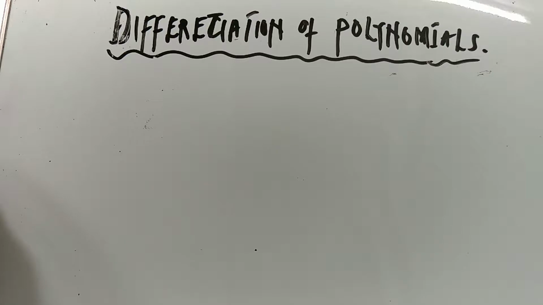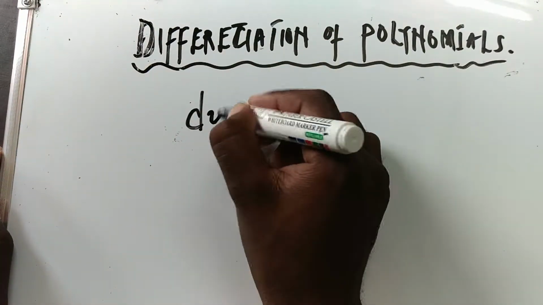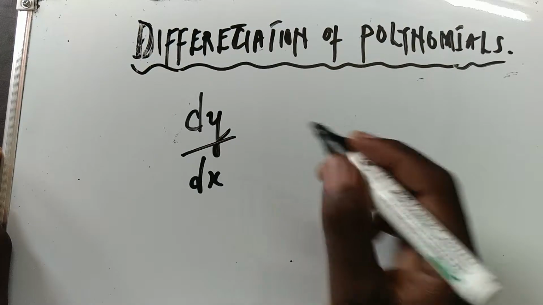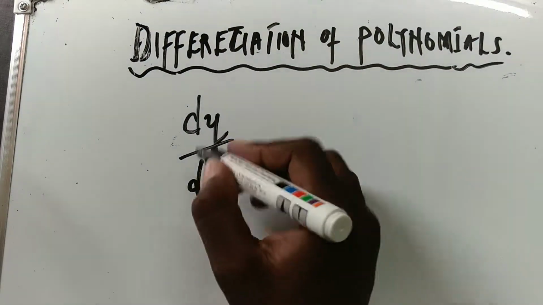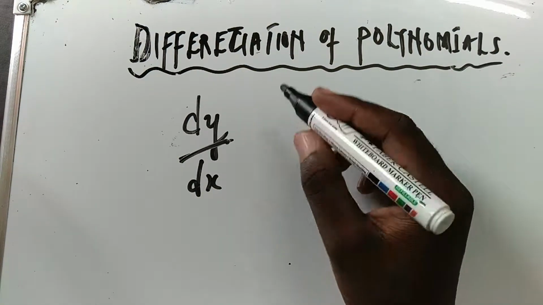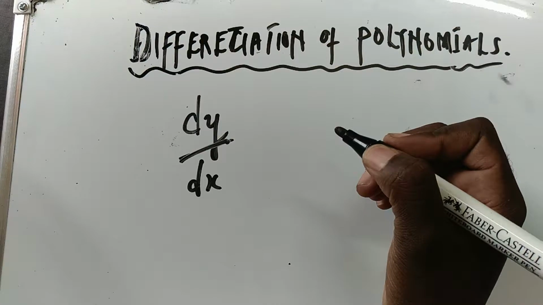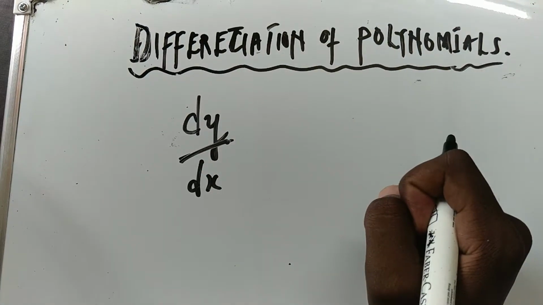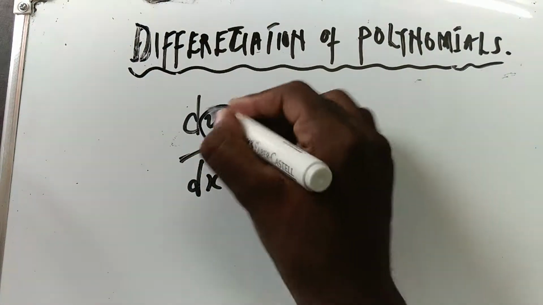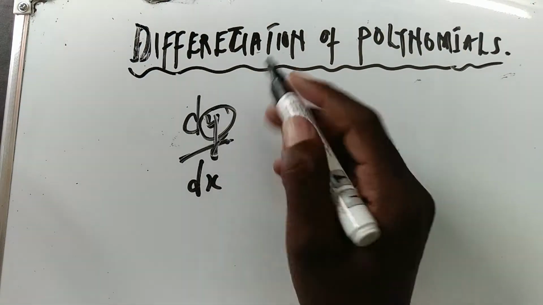Now, let's talk about the notation of differentiation. This is the notation of differentiation. We simply say dy dx. When we are differentiating, we are doing this in terms of the mathematical notation, dy dx. Now what does this mean? This simply means we are differentiating y with respect to x.